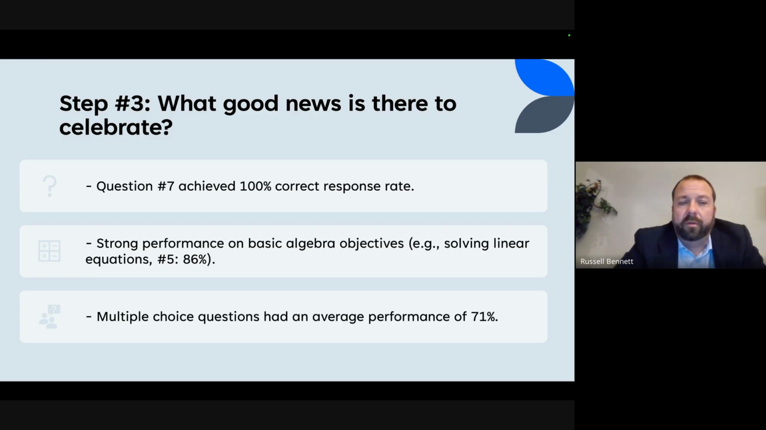The strong performance on basic algebra objectives, solving linear equations, especially number 5, they got 86% scored on that. So we can celebrate that with them. And then the multiple choice questions got 71%. So those are 3 of the areas that I was looking at that we could take away from this data and kind of celebrate these students and their achievements.